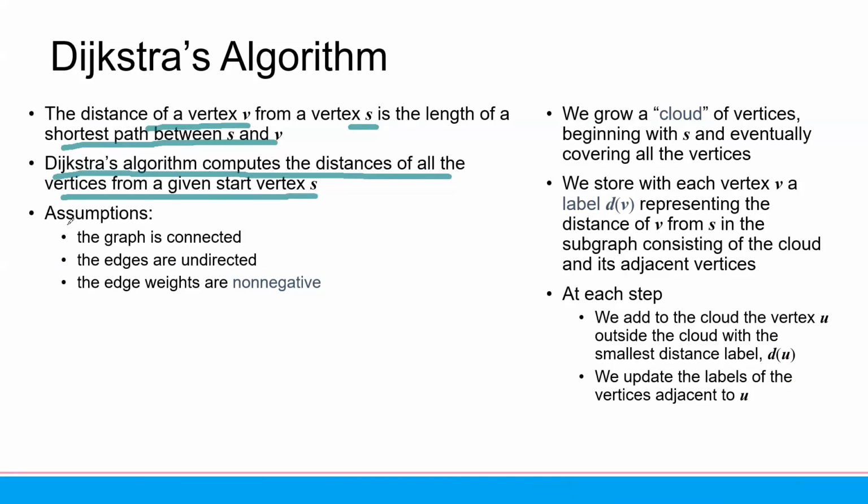There are some assumptions for the Dijkstra algorithm. The graph is connected, so all the nodes should be connected, and the edges are undirected, so it is not for directed graphs. Also the edge weights are non-negative. Non-negative means it should not be negative.